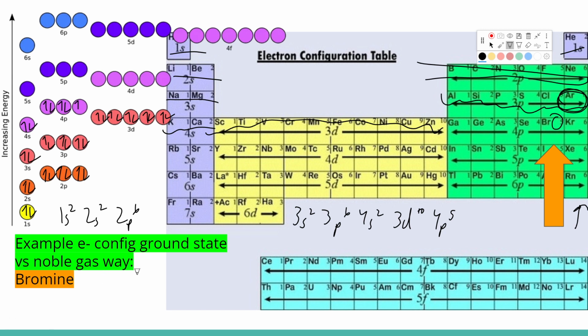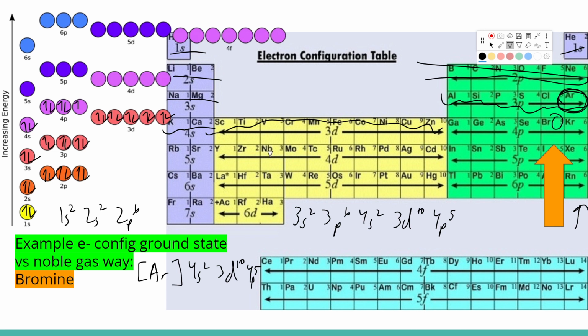So to write the noble gas way, you put it in square brackets, write A, R, square bracket, and then you continue to the next line on the periodic table. So that's going to be 4s. And so in 4s, I filled out 2. In 3d, I filled out 10. And then in the 4p, I filled out 5.